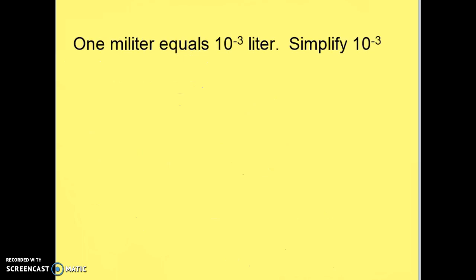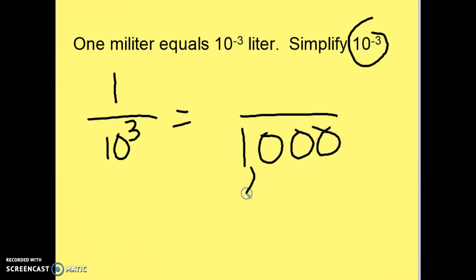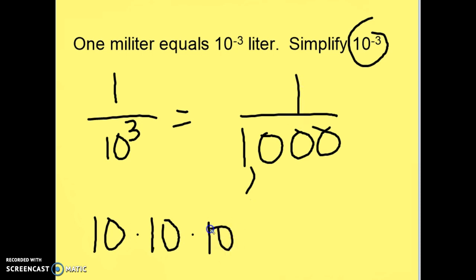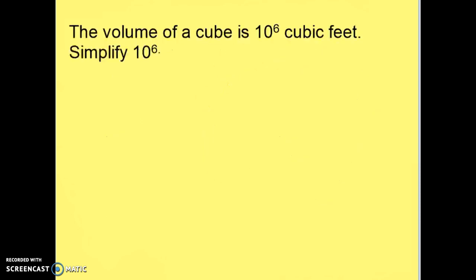Now, sometimes you'll see problems like this that are in words. This is just saying that 1 milliliter is equal to 10 to the -3rd liter. So if we're simplifying 10 to the -3rd, basically all we're doing here is we're changing it to a fraction because we have a negative exponent. And then we're simplifying, well, what's 10 to the third? Well, 10 to the third means you have a 1 with 3 zeros. Why is that? Because 10 times 10 is 100, times 10 more is 1,000. So your final answer is 1 over 1,000.